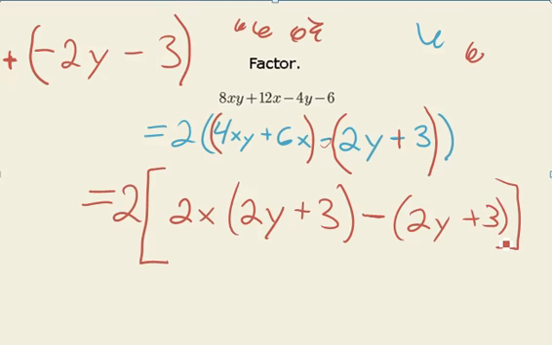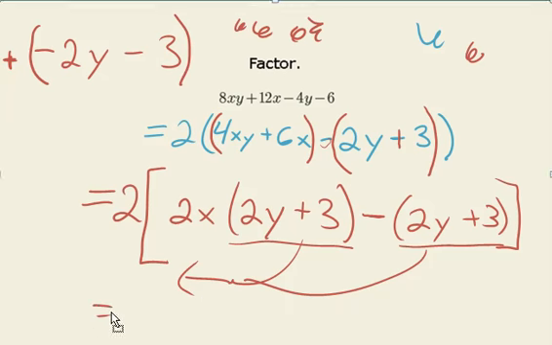Okay, and now, here was the magic of grouping. I say, oh, I have 2 new terms, this thing and that thing. This term has a 2y plus 3. This one has a 2y plus 3 as well. So I can take that common factor and pull it out, right? So I still have my 2 sitting out front. Now I have a 2y plus 3 that I've pulled out.